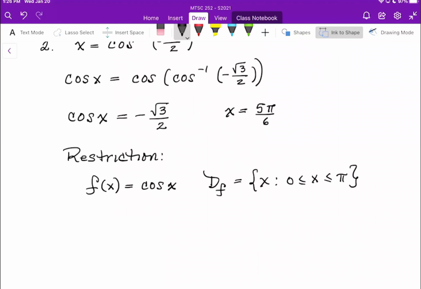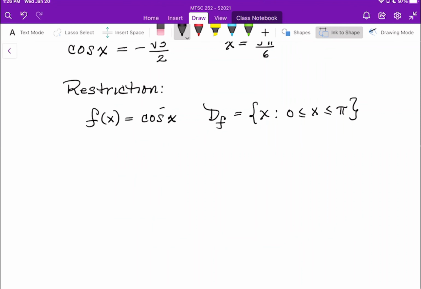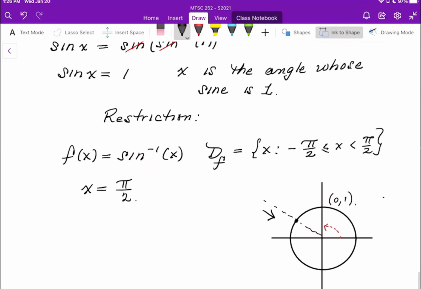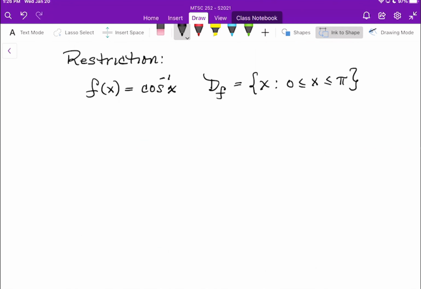All right, so the last thing I want to just say about this was the other ones. Oh, this should be cosine inverse, not cosine. Cosine inverse. Did I make sure I said sine inverse back here? Yes. Okay, so we know that f of x equals sine inverse of x.